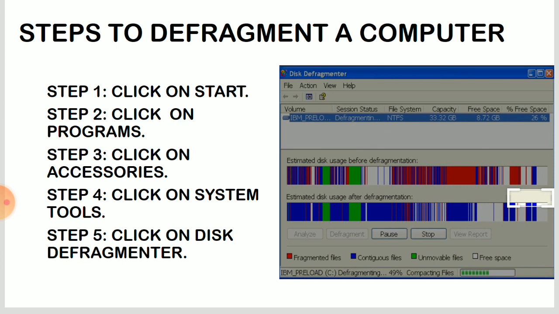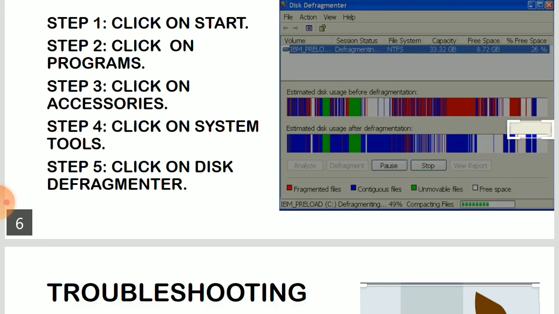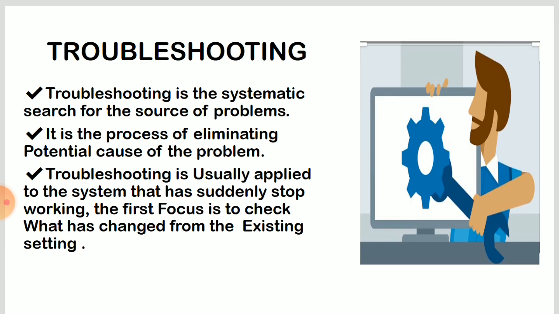The next topic we are going to see is troubleshooting. We saw an example. In real life, we have many problems and we find solutions to solve the problems. Likewise, in a computer also there will be several internal problems and there will be some rectifying properties to resolve the problems. One of them is troubleshooting. Troubleshooting is the systematic search for the source of problems.